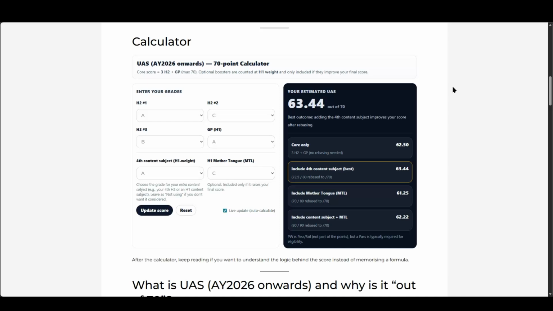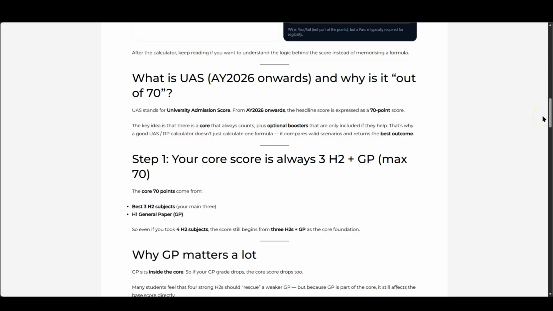If mother tongue is included instead, the score is lower, and if both boosters are included together, that result is also lower than the best case. So the calculator does not blindly force everything in. It compares the options and keeps the one that gives you the highest final score. Now, let's look at the logic behind that result.